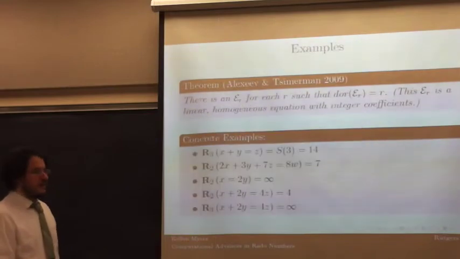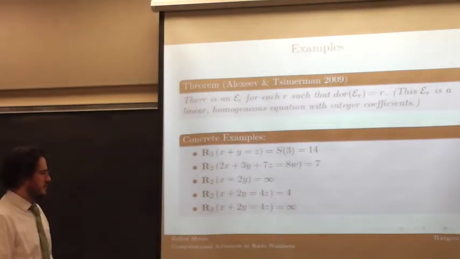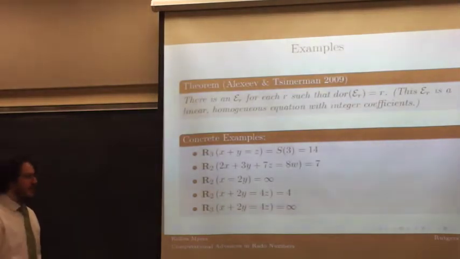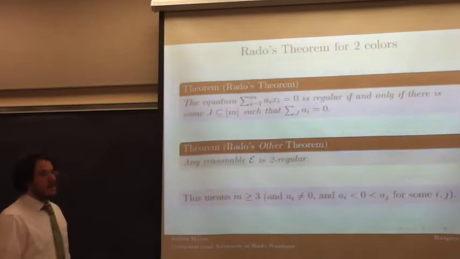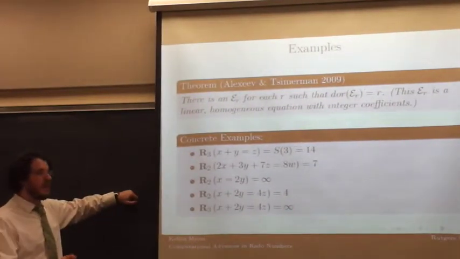What about the fourth one? The fourth one, I don't know. I don't think it would add much to take the time to show you, but I can show you after if you'd like. So is it clear that once a Rado number is infinite, it stays infinite afterwards?